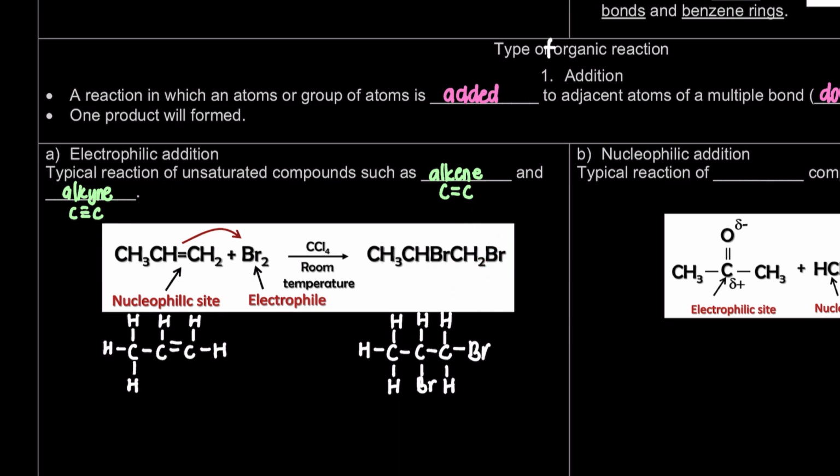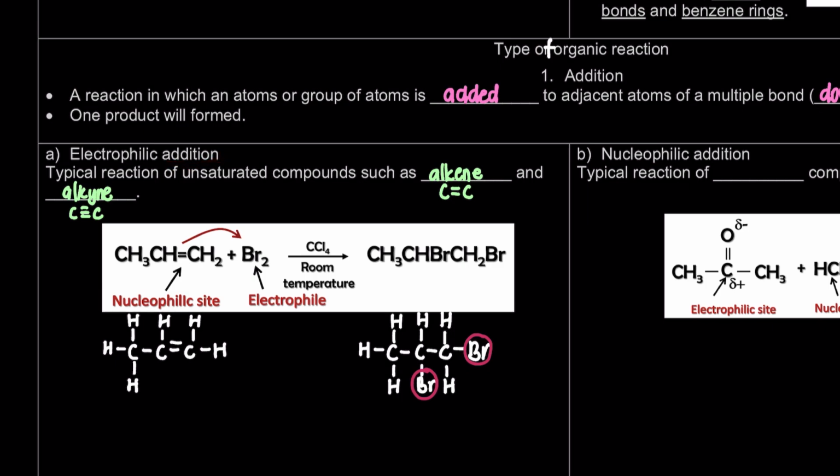Once you draw the expanded version, you can see that there's an addition. Previously we had 3 carbons, and this one also has 3 carbons. Here we have 1, 2, 3, 4, 5, 6 hydrogens. The same goes here, 1, 2, 3, 4, 5, 6. But when we look here, the difference is that the double bond becomes a single bond, and we're adding 2 extra atoms, which are this bromine and this bromine. Hence, we know this is an addition reaction.